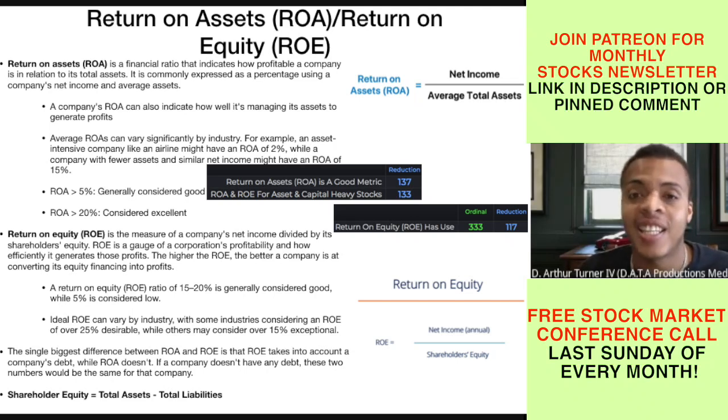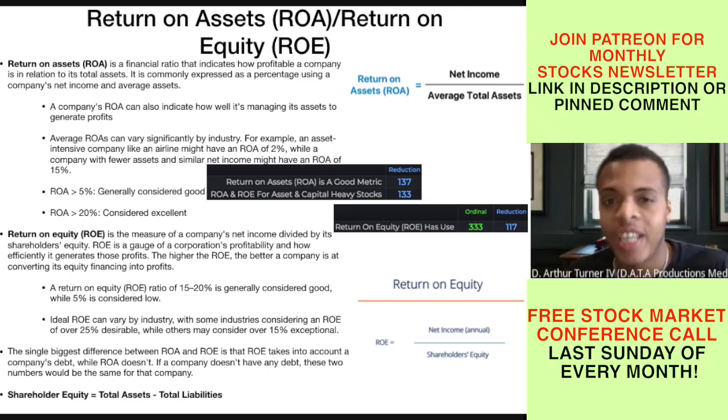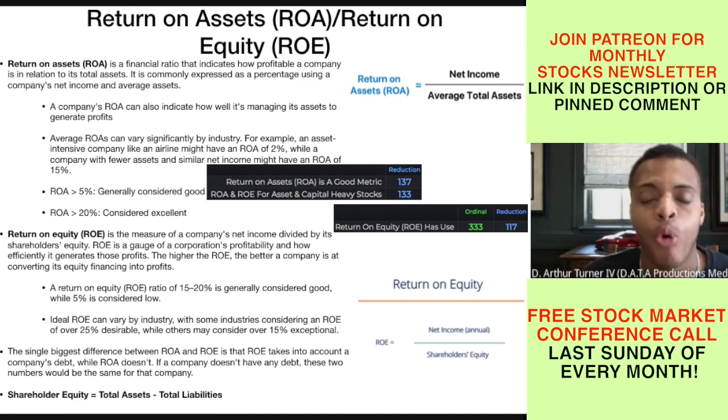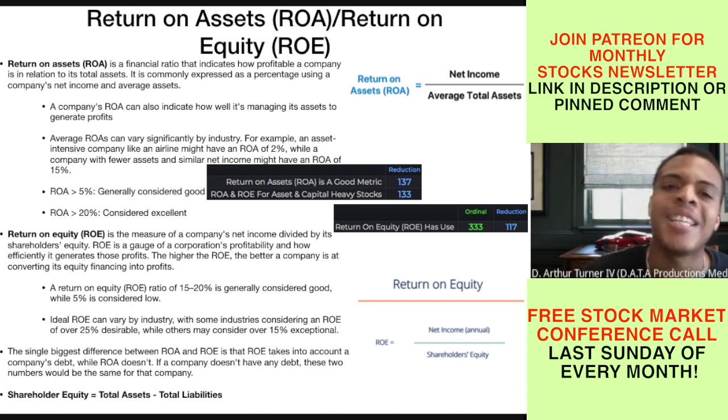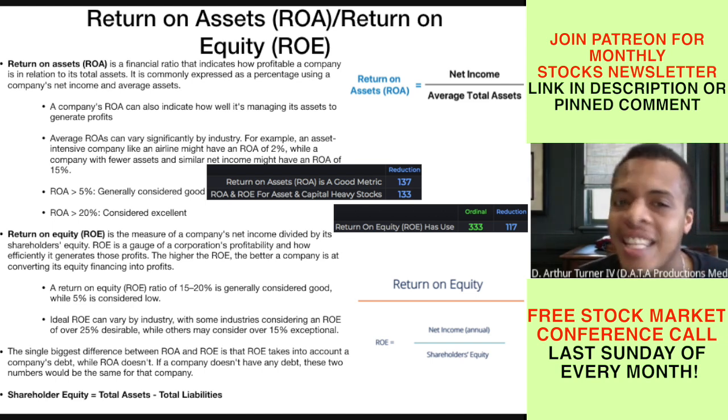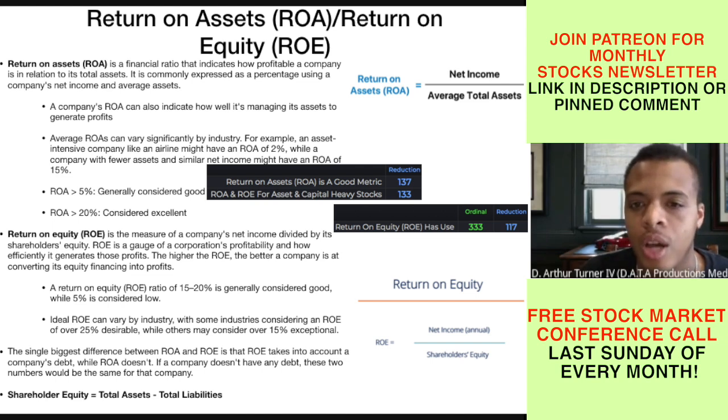Return on assets, ROA, return on equity, ROE. These are very important, especially when we're talking about the banking industry we're talking about today. So return on assets, ROA, is a financial ratio that indicates how profitable a company is in relation to its total assets. It is commonly expressed as a percentage using a company's net income and average assets. So you see the return on assets formula: net income divided by average total assets.